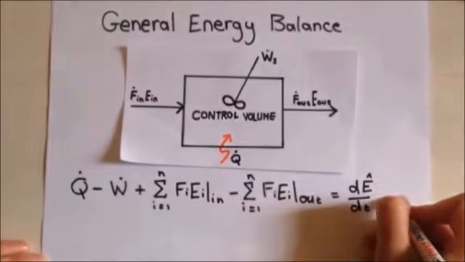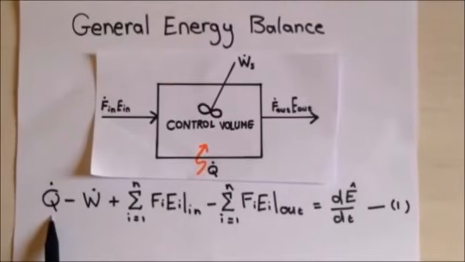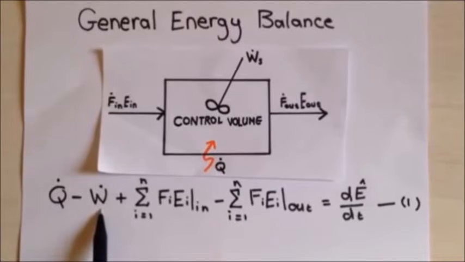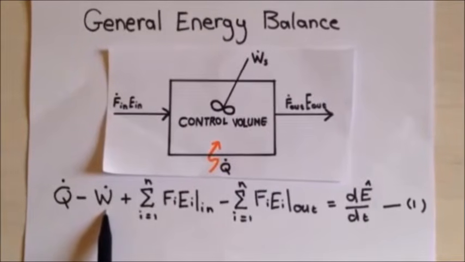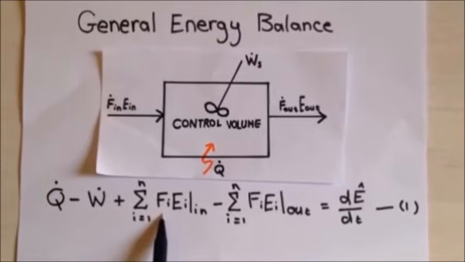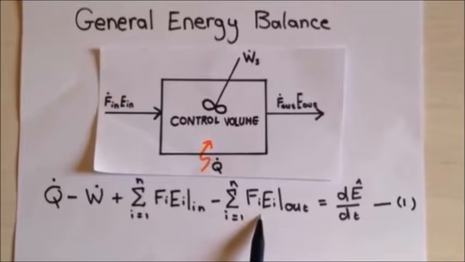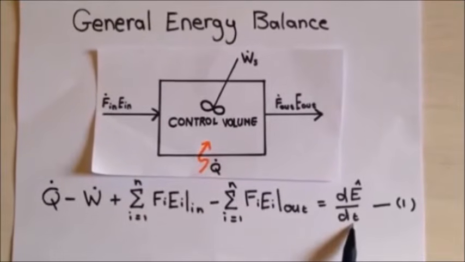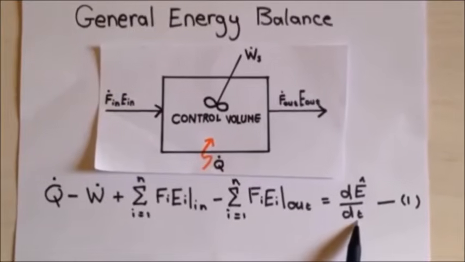In words, it is the rate of heat flow into the system from the surroundings minus the rate of work done by the system on the surroundings, plus the rate of energy added to the system by mass flow into the system, minus the rate of energy leaving the system by mass flow out of the system, which equals the rate of accumulation of energy within the system.